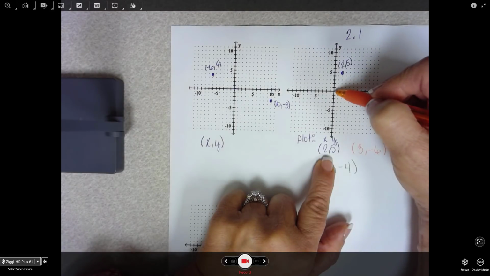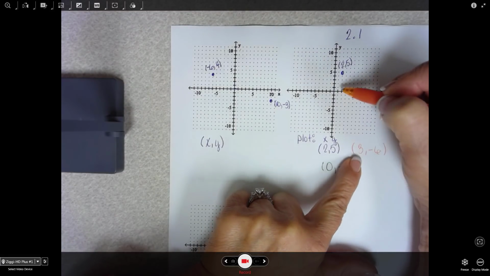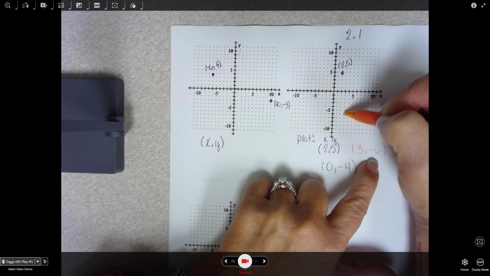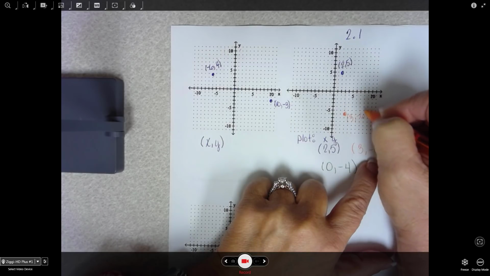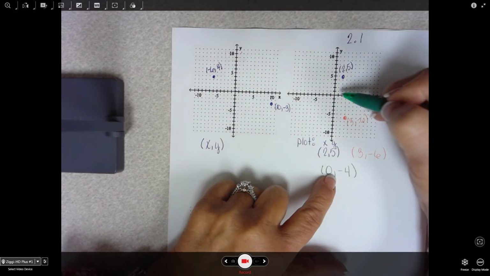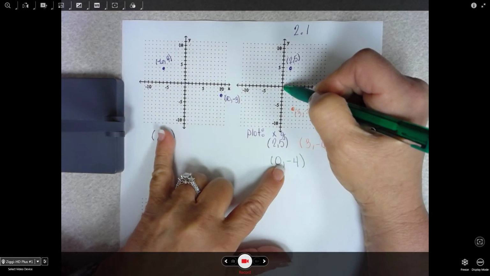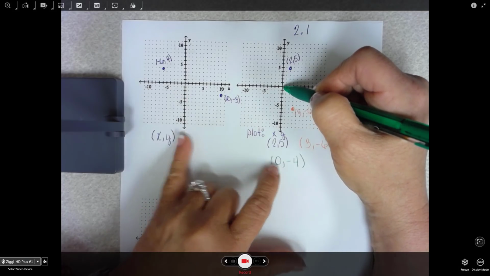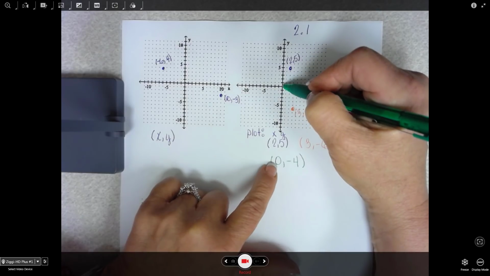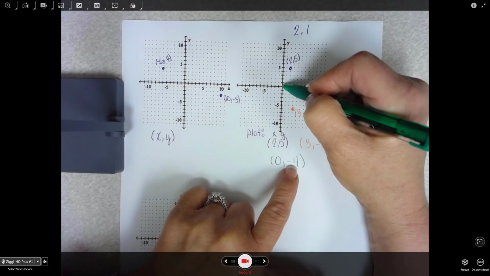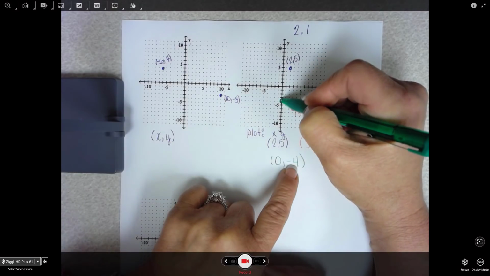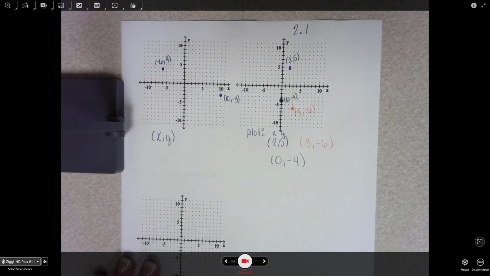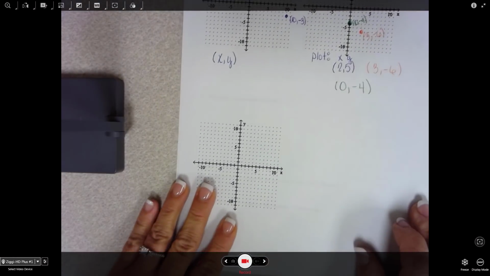3, -6. Let's start over. Positive 3, 1, 2, 3. And -6. So down 6. And then lastly 0, -4. Sometimes one of the values may not move at all. It just may hang out in the 0 position. X is 0, so we stay and then travel down 4. So that coordinate right there is 0, -4.